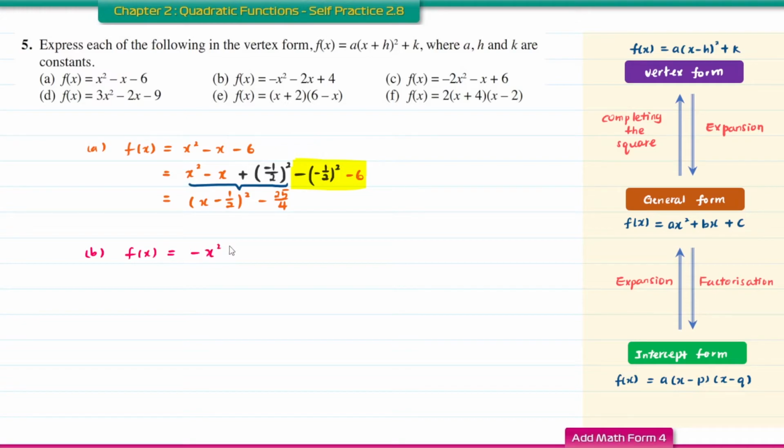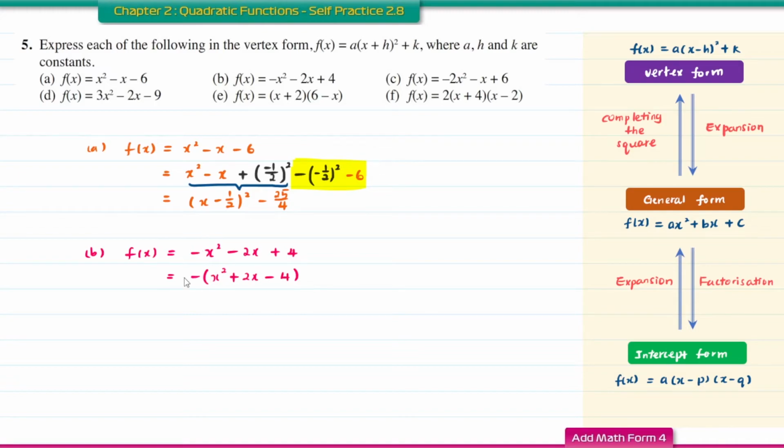Negative x squared minus 2x plus 4. This one is already in general form, but here the A is negative 1. So first we're going to do the factorization with the common factor of negative 1. I'm just going to write negative at the front here. These two, we're going to divide by negative 1. So here will be plus 2x minus 4.